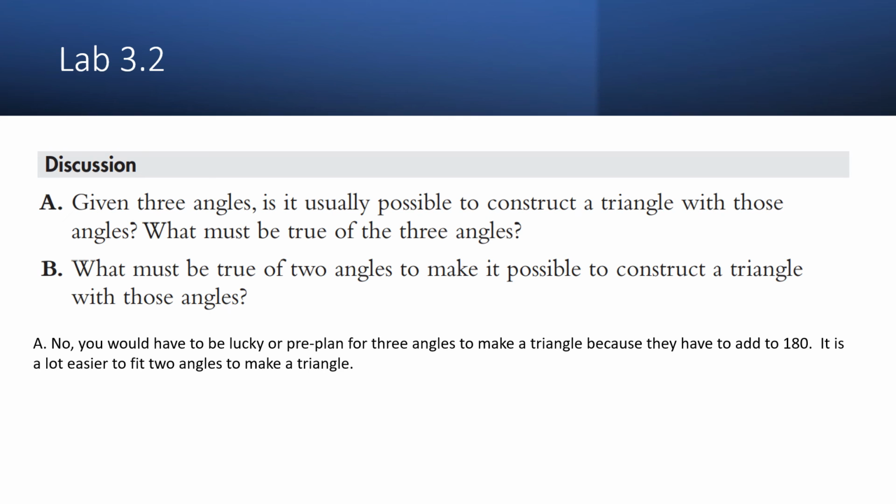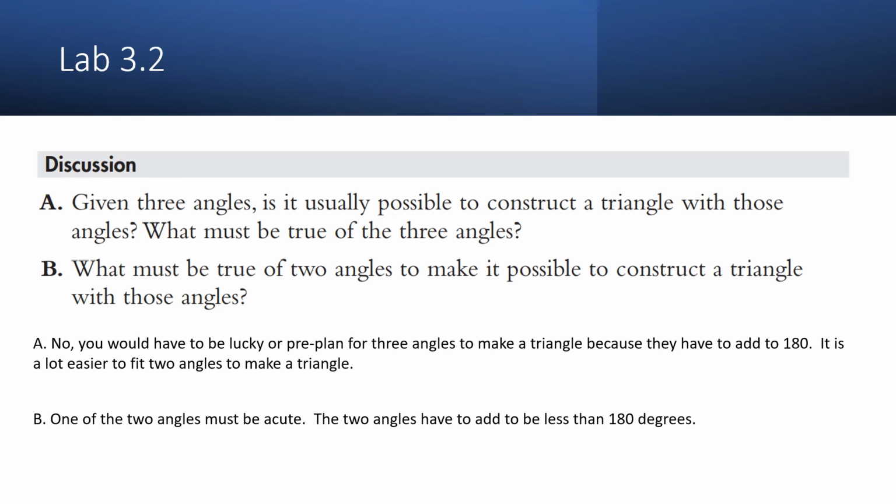And then for letter B, what must be true of 2 angles to make it possible to construct a triangle? Again, we had a lot of really great conversation. Everybody said, well, if there are 2 acute angles, it's really easy to fit them together, like angle 1 and angle 2. But we eventually realized that for it to work, one of the angles must always be acute. And together they have to be less than 180 because to make room for a third angle, you need to be able to add to 180. So the 2 angles need to be less than 180, to make room for that third one.